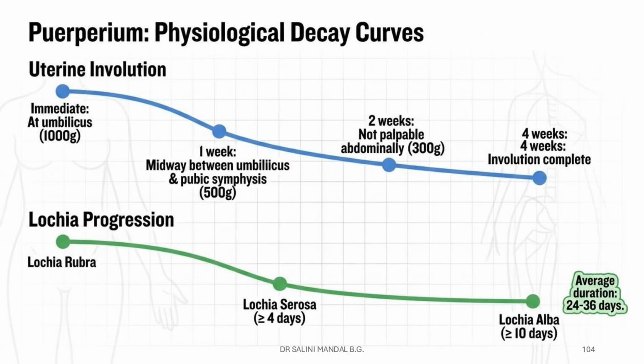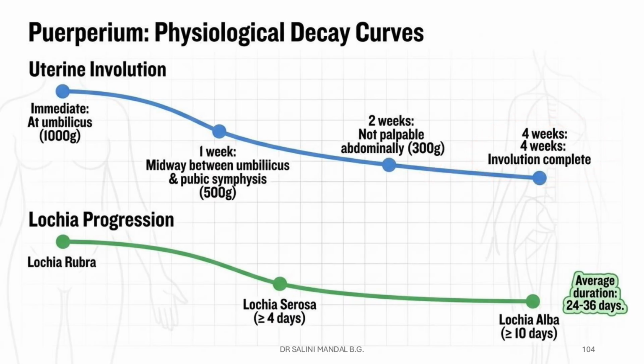Puerperium time, we remember we have something called uterine involution. Immediately after the delivery, the uterus weighs around 1000 grams, 1 kilogram, and the fundus is at the level of the umbilicus. After 1 week, it will be midway between the umbilicus and the symphysis pubis, and the weight is going to be around 500 grams. By 2 weeks, it is not palpable abdominally. It has become a pelvic organ, that is 300 grams. And by 4 weeks, involution is complete.